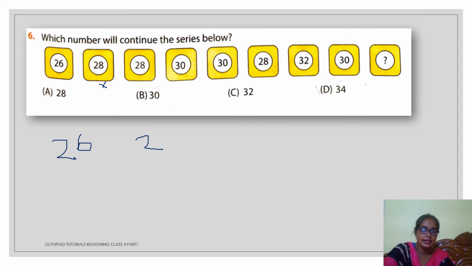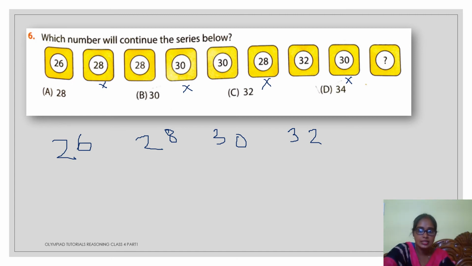Like 26, then the next number, that is 28. Then skip the next number and consider the next one, that is 30. Again skip this and you get 32. And this is the missing number which you have to find. So we'll skip this one also. This is one series which you are getting.